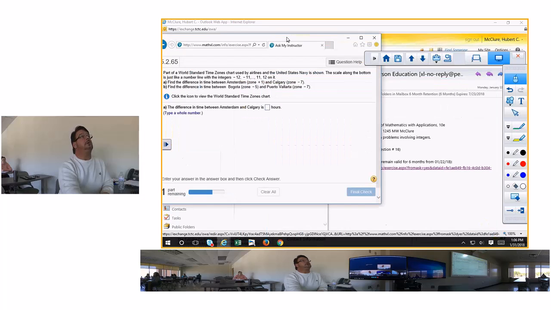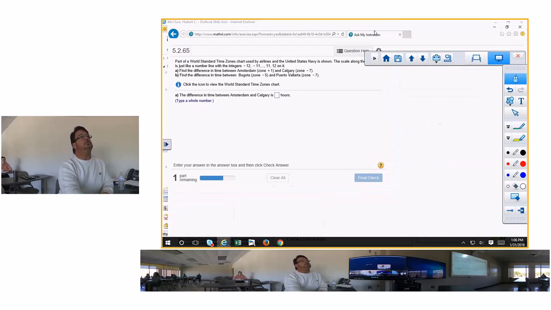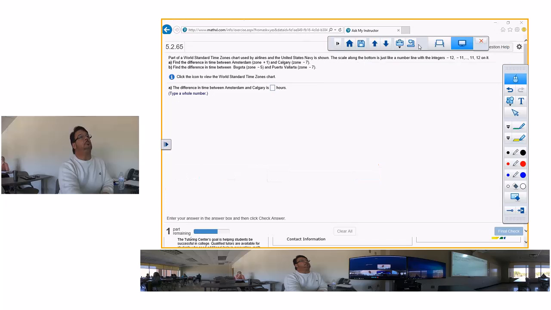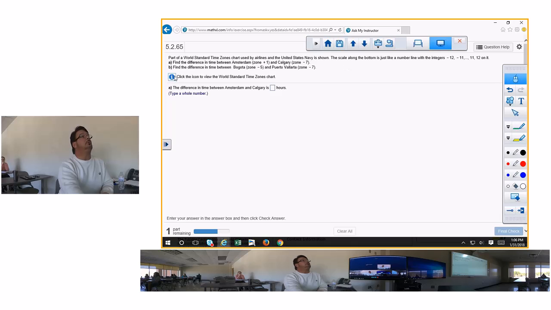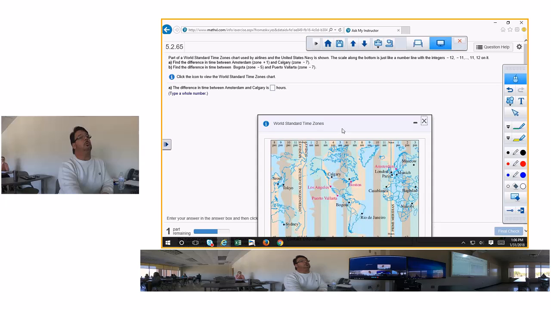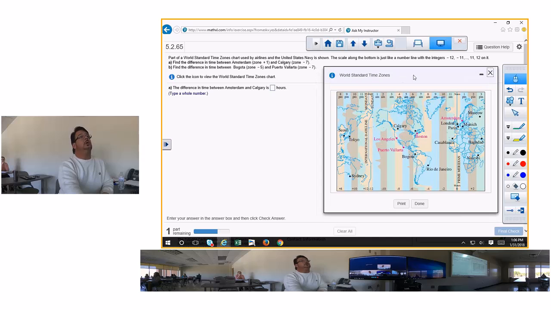5.265/16. 65 in the book, 16 online. Part of a world standard time zone chart used by airlines in the United States Navy is shown. Oh Lord, one of these. Okay, the scale along the bottom is just like a number line down here.